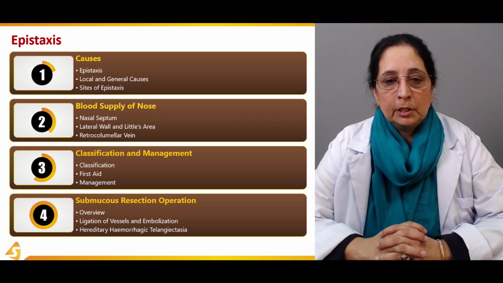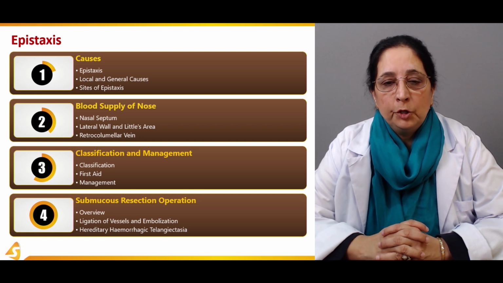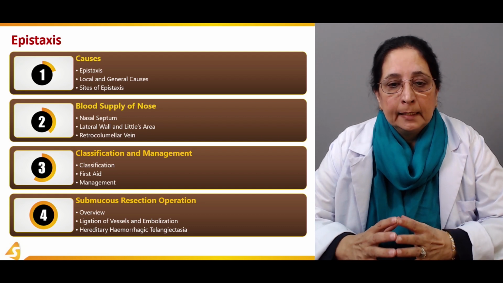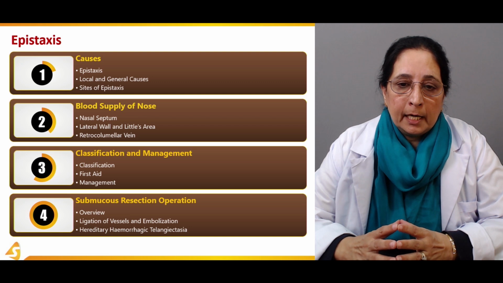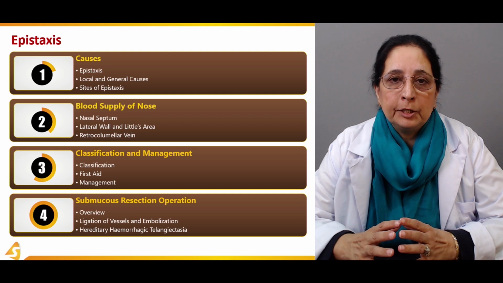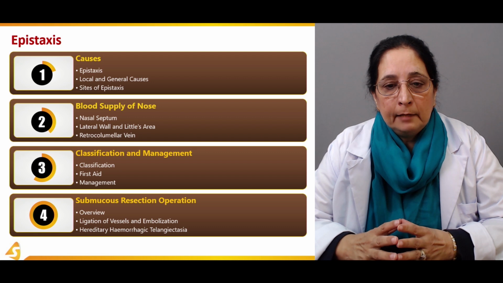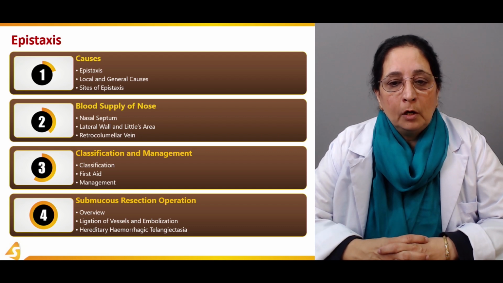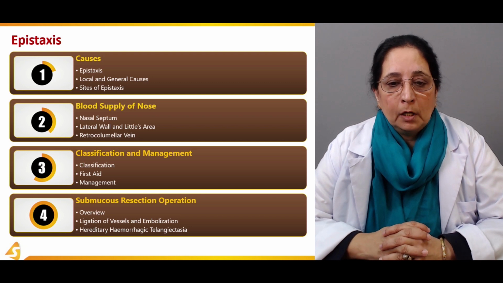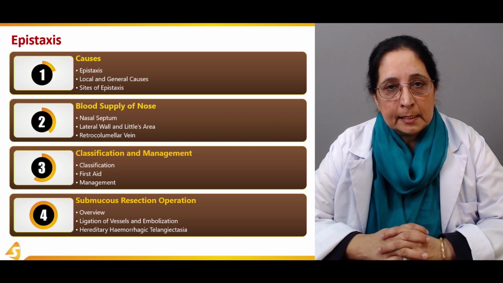Then in the second section, we will discuss the blood supply of the nose and especially the nasal septum, the lateral wall of the nose, and we will discuss the Little's area, which is the area from which the epistaxis mostly takes place. And then we will talk about retrocolumellar vein.